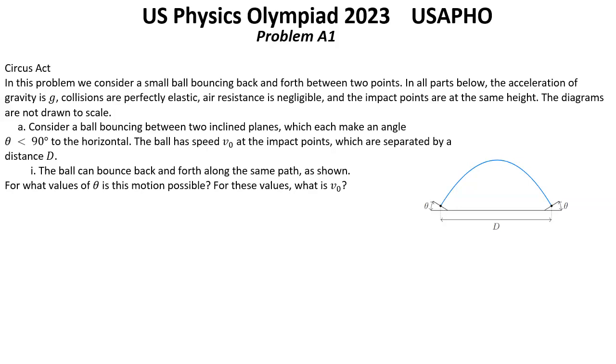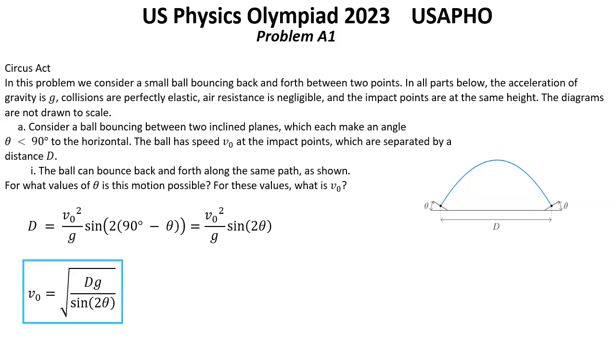Solution. To go back and forth on the same path, the ball must impact the plane normally, which means that theta is the angle of its velocity to the vertical. The range of the ball is v0 squared over g multiplied by sine 2 theta, which implies v0 equals the square root of dg over sine 2 theta. That was the solution for the first question from A.